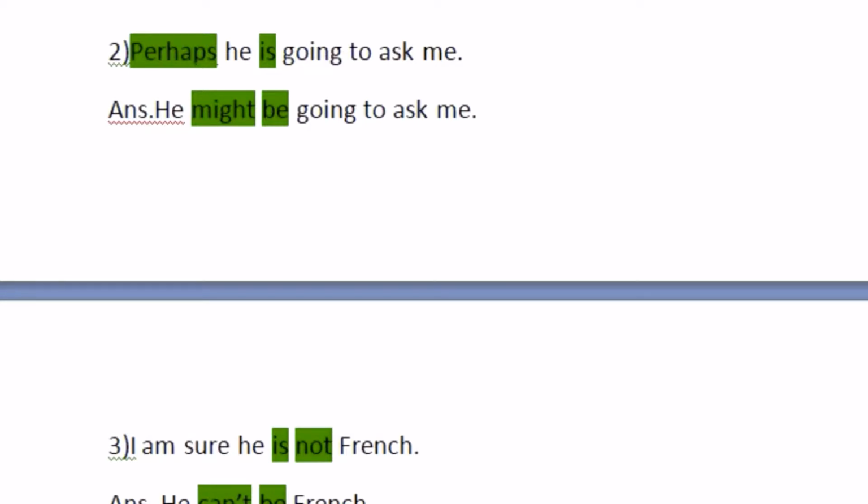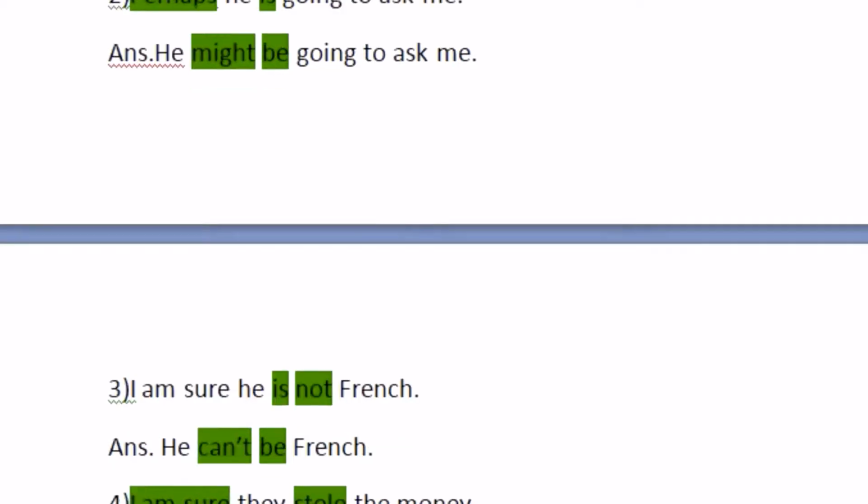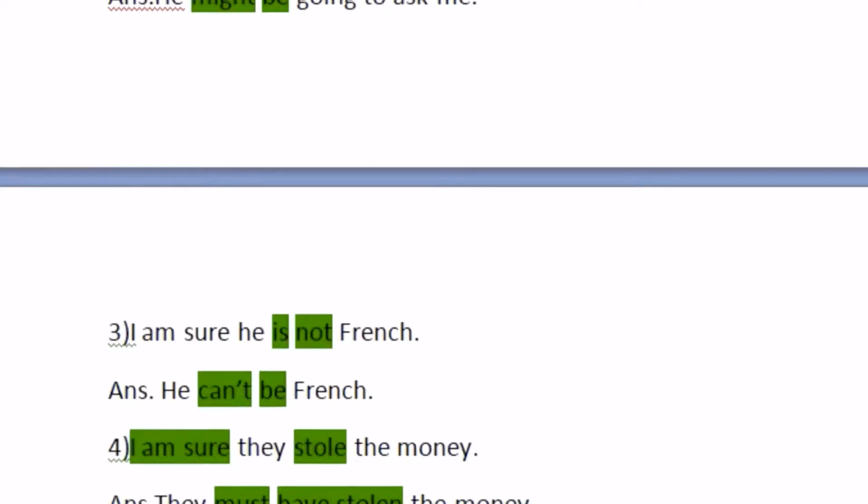I'm sure, positive. Subject, they. They must have stolen the money. Let's check the answer there. Yes, they must have stolen the money. They, subject, must, I'm sure, positive. Have stolen? Stole, verb 2. Have stolen? Verb 3. So verb 2 is equal to have plus verb 3 there.